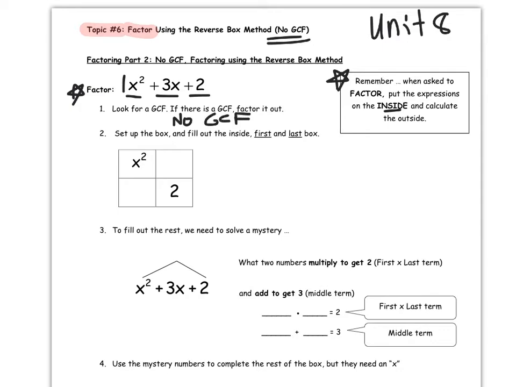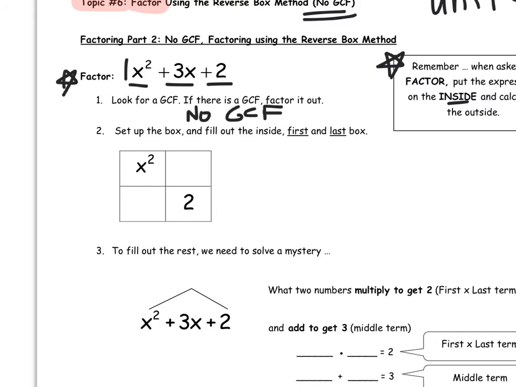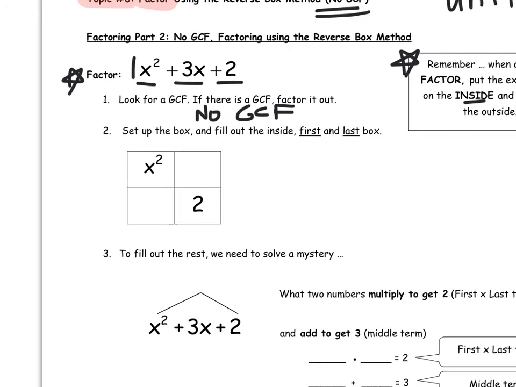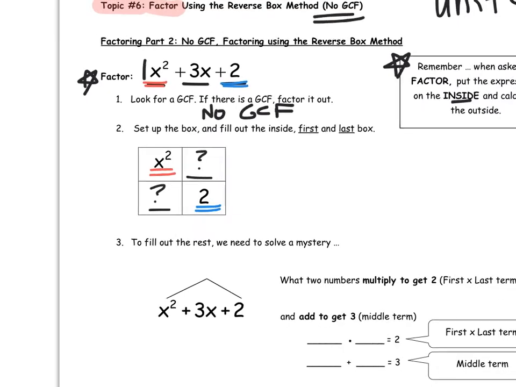All right, and then it says set up the box, and we fill out the inside. So what I'm going to do here is that my first term, x squared, is going to go in the first box. My last term of 2 is going to go in the last box. And what I need to figure out is what term goes on these middle boxes, right? And it's a little bit harder to do that without some legwork. So it says to fill out the rest of the box, we need to solve this little mystery. And we're going to learn how to do this in sort of like a pattern.